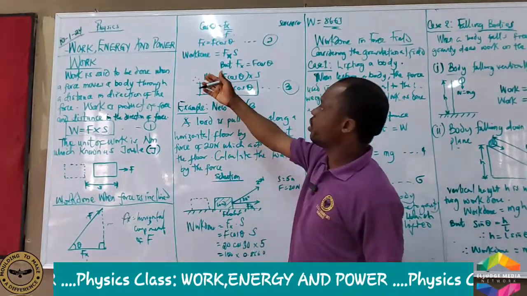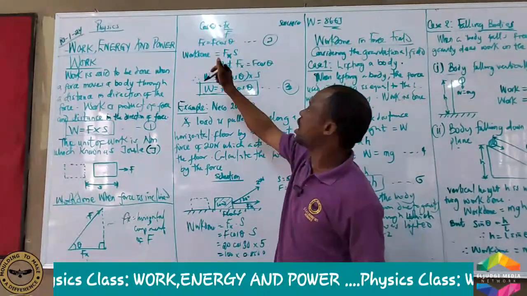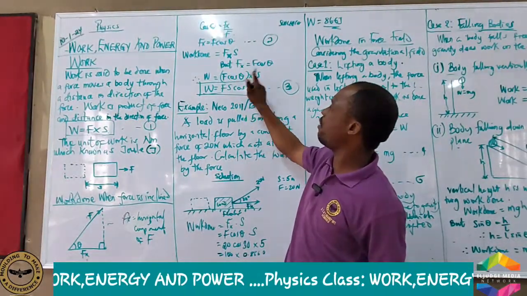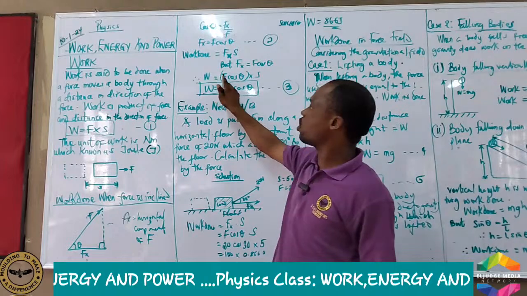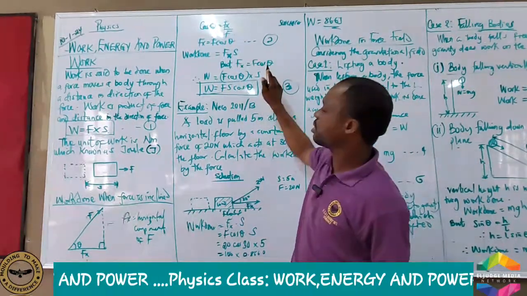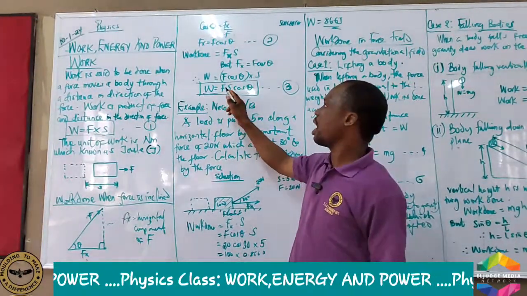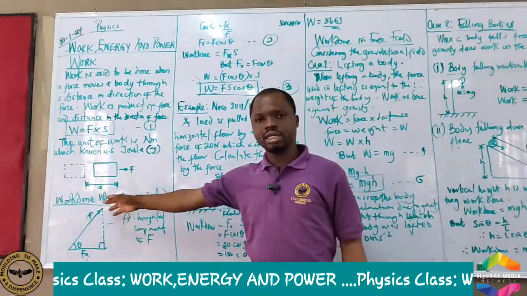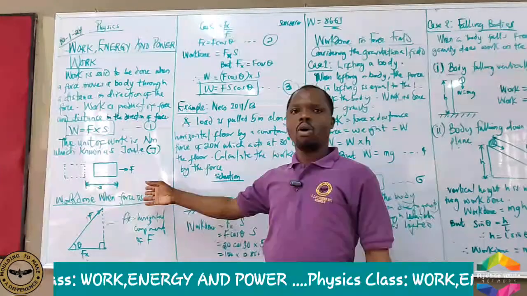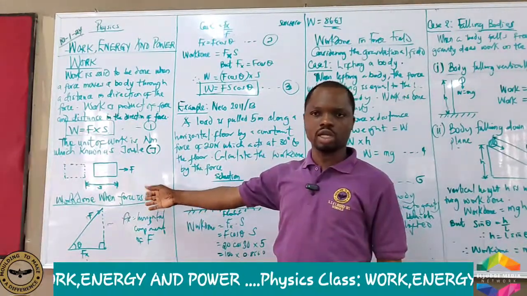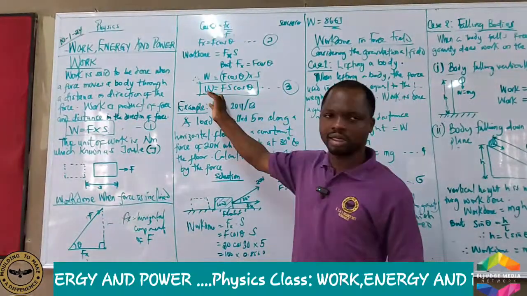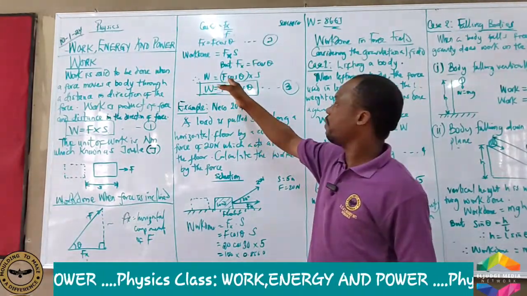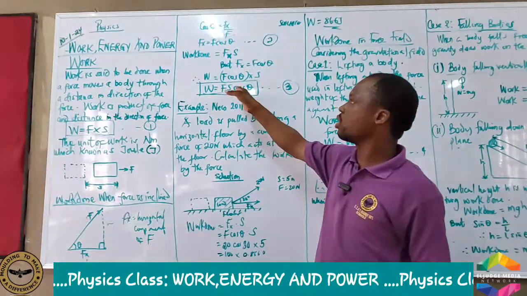We know already that work done is force times the distance. The force here is the horizontal component of the force. We input that formula and we have W equals F cos theta times S. So we can also write it as Fs cos theta. When the force is in the same direction, work done equals force times distance. And when it is inclined at an angle theta, work done is the force times the distance times cos theta.